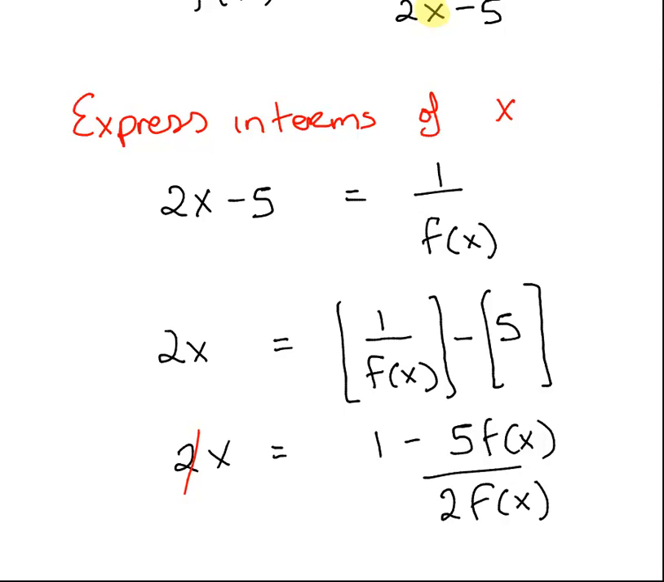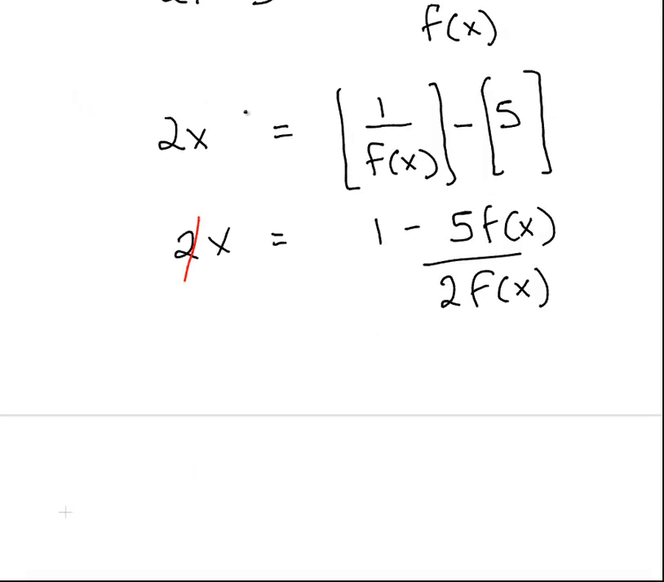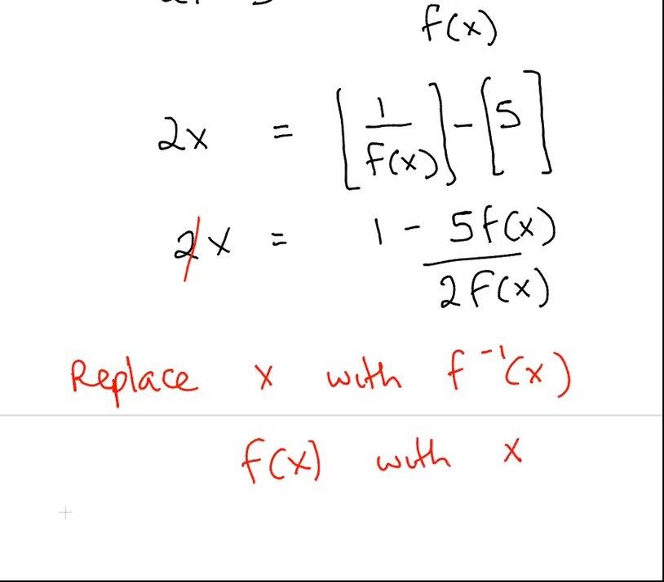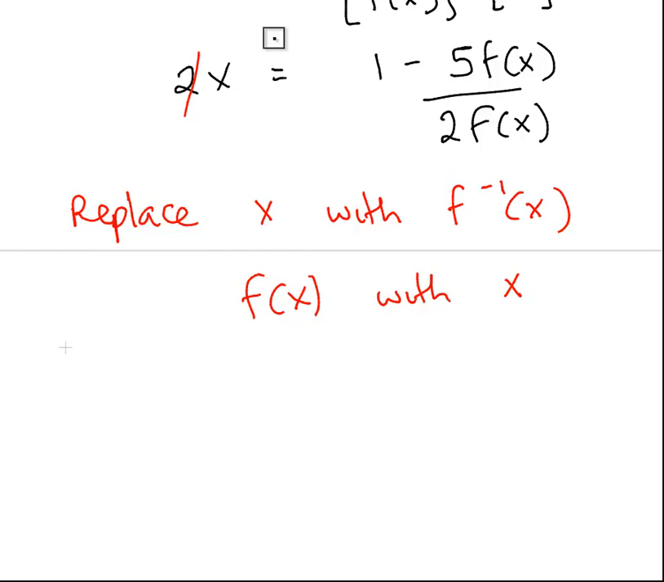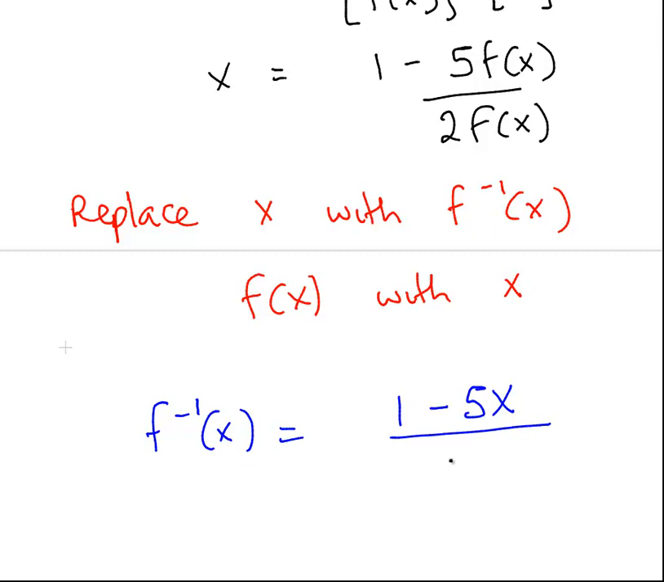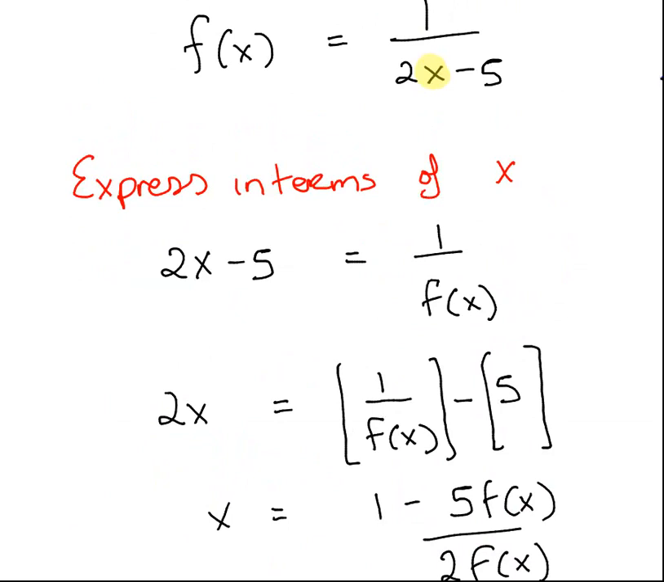Now, the next part is what I have to do is replace x with f minus 1 of x and f of x with x. So that's what I have to do. So this 2 is gone. Okay, so my inverse function is f minus 1 of x equals 1 minus 5x over 2x. Okay, that is that first part. So yeah, you can check that there. I'm going to move on from that.